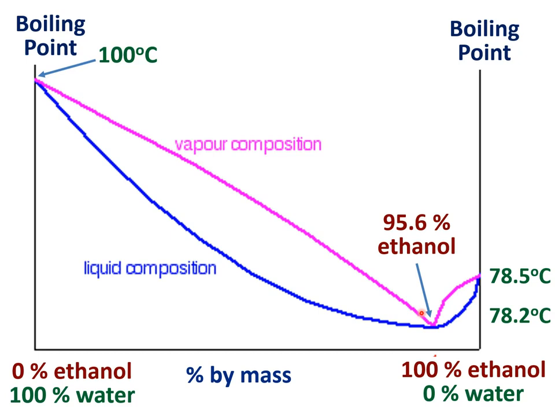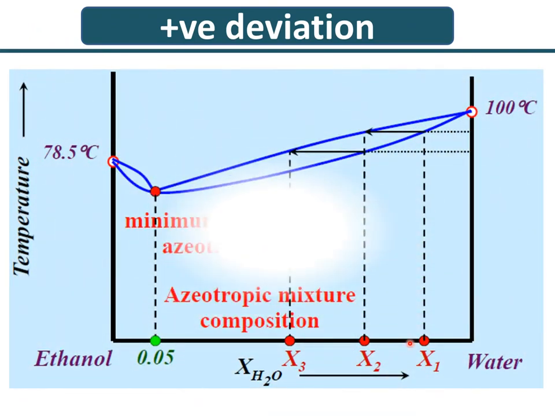So look here, this is the point of the azeotrope composition, which is 0.05 mole fraction. In the last diagram, it was in the mass percent, but here in the mole percent it is also 0.05. This is the composition of water in the mixture. So it is actually 0.95 of ethanol.